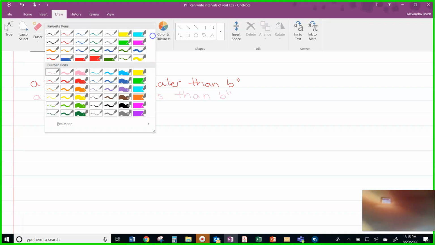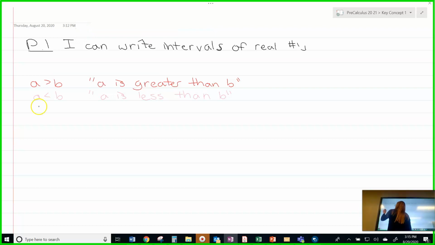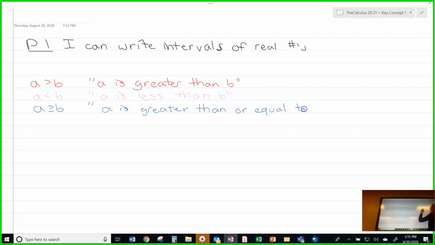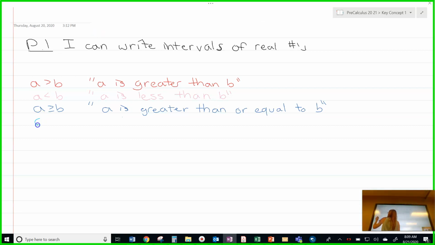So then the other two that we have is this notation. And that means A is greater than or equal to B. Okay? And then our final definition, I guess these are, is A is less than or equal to B. And again, that's exactly how we say it.